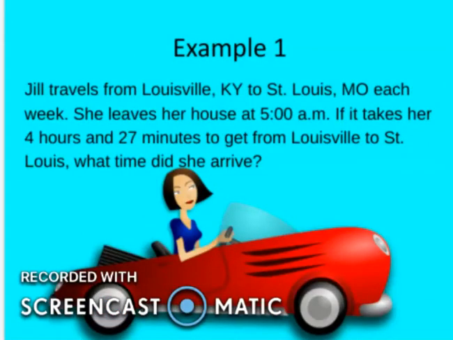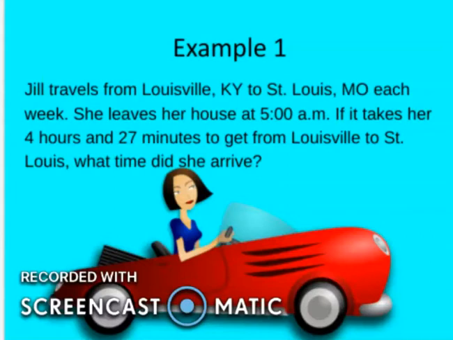So let's jump right into the first example. The first example says that Jill travels from Louisville, Kentucky to St. Louis, Missouri each week. She leaves her house at 5 a.m. If it takes her 4 hours and 27 minutes to get from Louisville to St. Louis, what time did she arrive?